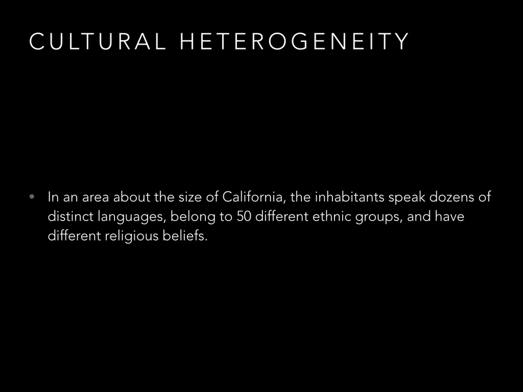Cultural heterogeneity. In an area about the size of California, the inhabitants speak dozens of distinct languages. They belong to 50 different ethnic groups, and they have different religious beliefs. So you can see that the Caucasus region is an area of wide diversity. And people that have so many differences, they don't always get along.